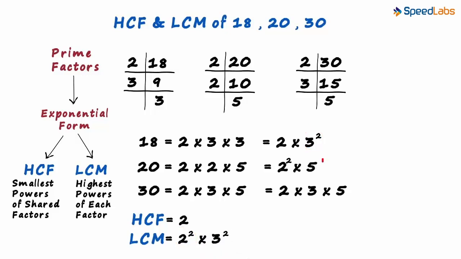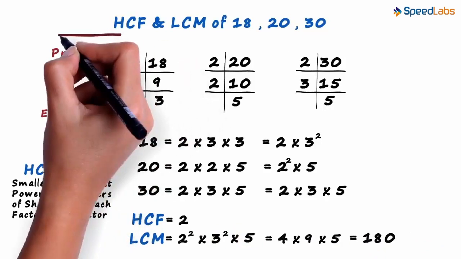Notice that 3 is not present in here. It doesn't matter. For the LCM, we consider the highest power of each factor, whether it is shared or not. And the last factor is 5. We have 5 raised to 1 here as well as here. So we multiply this with 5 as its highest power. This is 4 multiplied by 9 multiplied by 5. That equals 180.